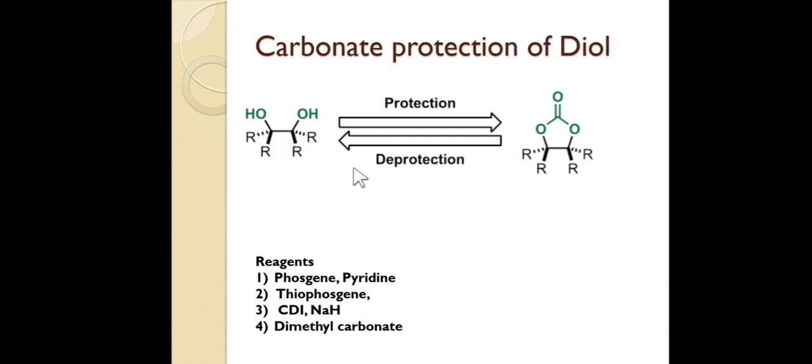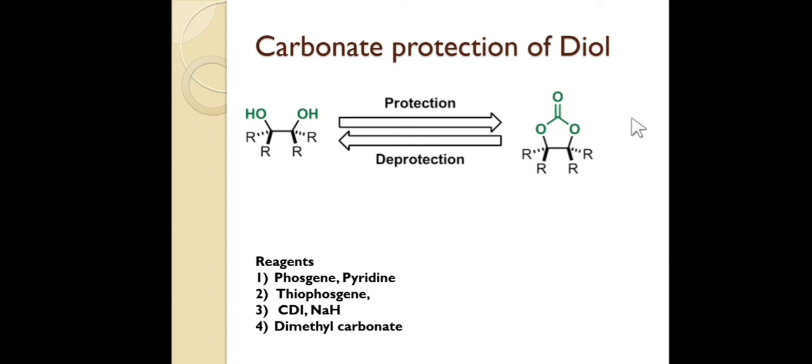Now in this lecture we will focus on two main topics, that is carbonate protection as well as silyl acetals. Similar to how we prepare dimethyl acetal, we are preparing silyl acetals. So let's discuss first carbonate protection. If we have a diol and we protect it with the carbonate, it will look like this. Carbonate, as you know, is OCOO. This is a carbonate protection.